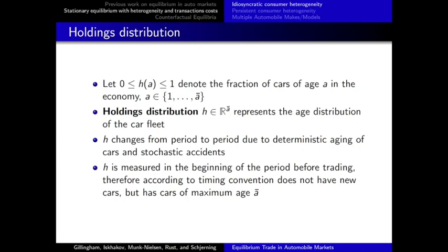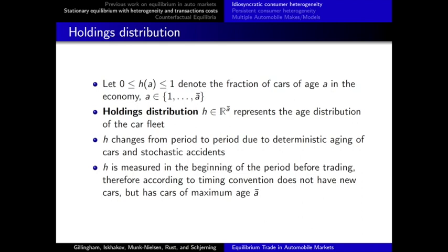Okay, we're going to have scrappage, so that distribution is going to be downward sloping, and eventually there's going to be fewer of the older cars left than there are of the new cars, just like you see empirically. Okay, so the holdings distribution, which is a vector in R to the power of a bar, represents the age distribution of the car fleet. Okay, so this is about the cars. It's a distribution of cars in the economy. Okay, and age changes from period to period due to deterministic aging of the cars and due to stochastic accidents.